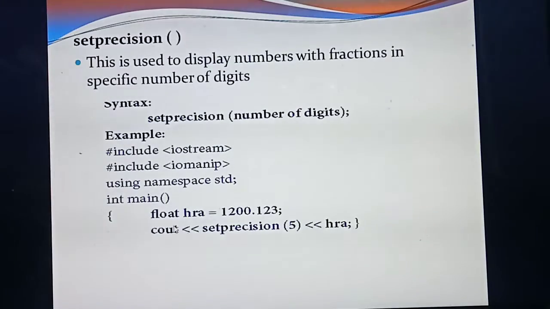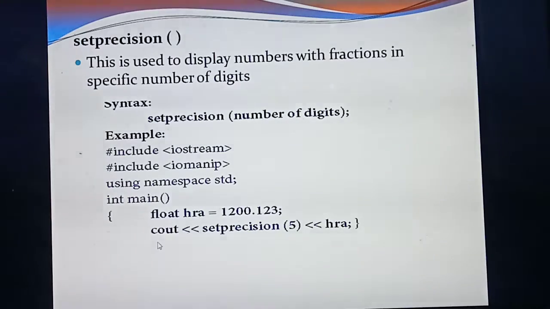So here you are declaring a variable called HRA. What's the variable name here? HRA. Okay, equal to, listen, they have given one number: 1200.123. So how many digits are there totally? Count it. 1, 2, 3, 4, 5, 6, 7. So total 7 digits, not including the point.